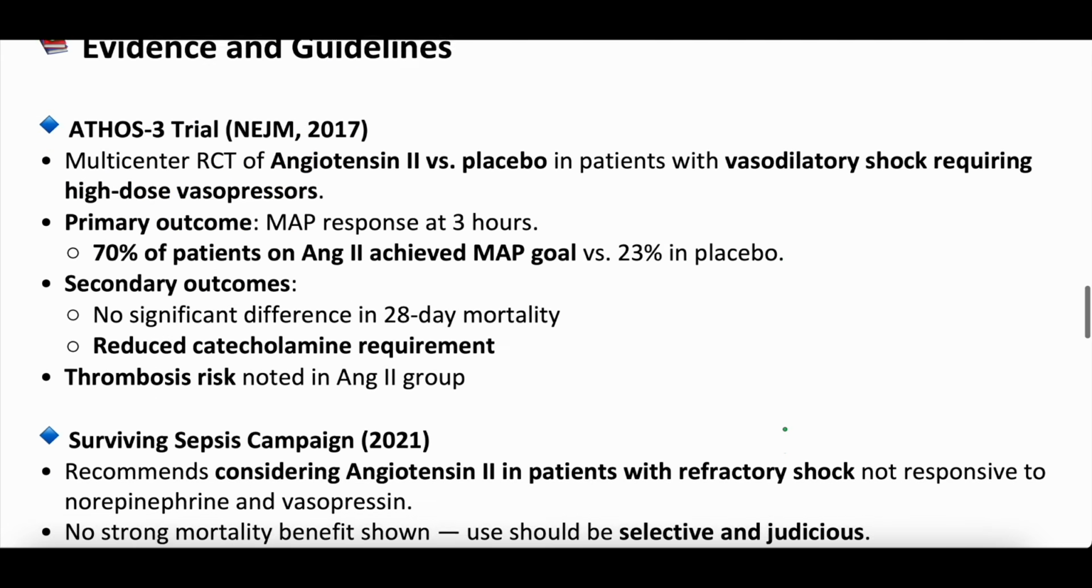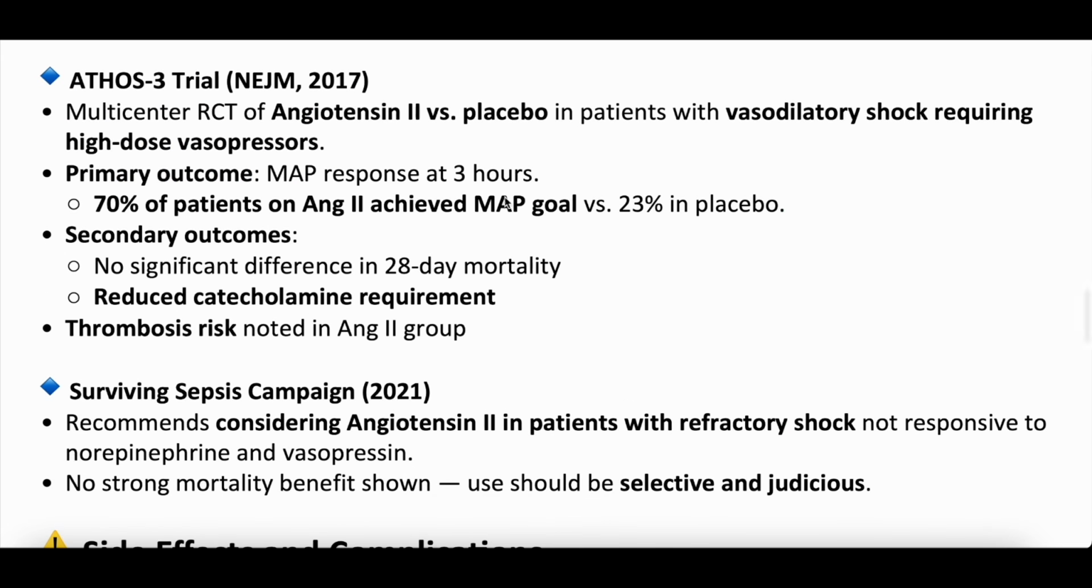The evidence here that we've been talking about, again, is not robust. The main trial is ATHOS-3, and it was published in the New England Journal of Medicine in 2017, and it looked at angiotensin II versus placebo in patients with vasodilatory shock requiring high-dose vasopressors. But what they looked at for the primary outcome was just if the MAP went up at hour 3. It didn't look at mortality or long-term outcomes or any of that. It just looked at if it increased the MAP.